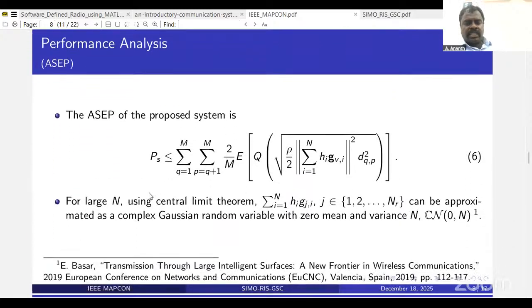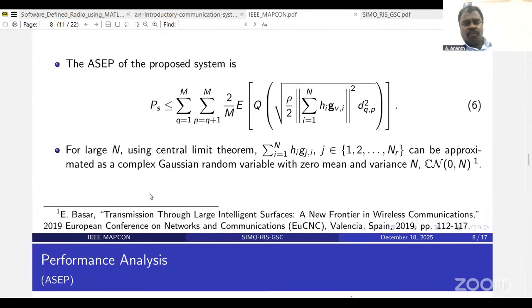So coming to the performance analysis, again we have the same Q function, which can be represented like this. Now we have already seen this expression, and we want to average it. This is only an instantaneous BER or instantaneous symbol error probability. So when we want to average this, we need to inspect what random variable is present inside. If you see the Q function, rho is a constant, 2 is a constant, and d square QP is constant. So all of these are constant.